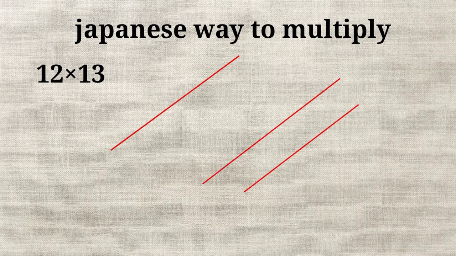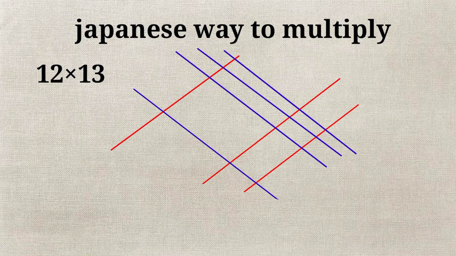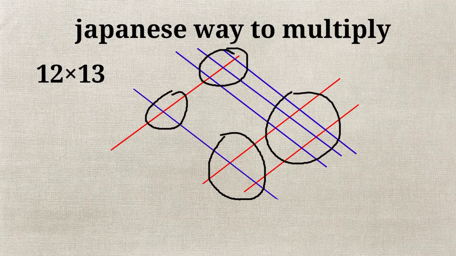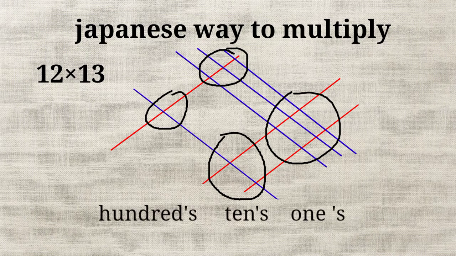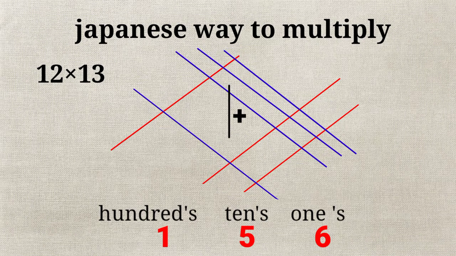In 12 we draw one line. After leaving a gap, draw two parallel lines. In 13 we draw one perpendicular line. And after giving a gap, draw three parallel lines. To calculate the product, we just need to count how many times all of the lines intersect and write each number under its place. Hence the final product is 156.